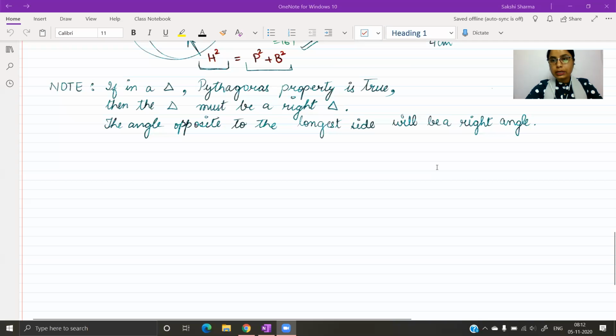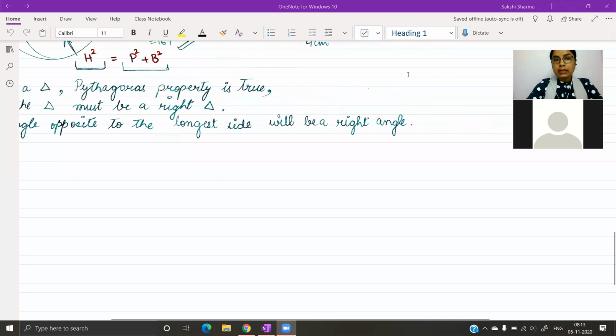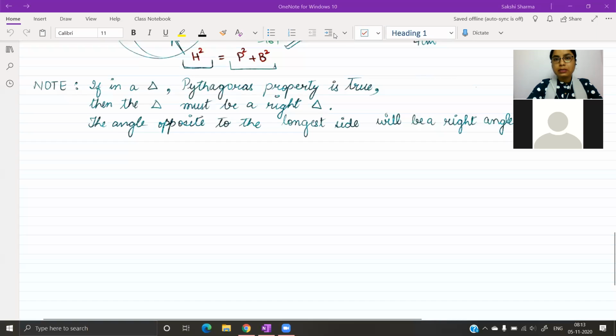Let's just go over again quickly. Pythagoras property will be used in right triangles. Good morning, beta. Pythagoras property will be used in right triangles, and in right triangles, we have special names for the sides. I hope you remember. That's very important. And the result is h square equals to p square plus b square.